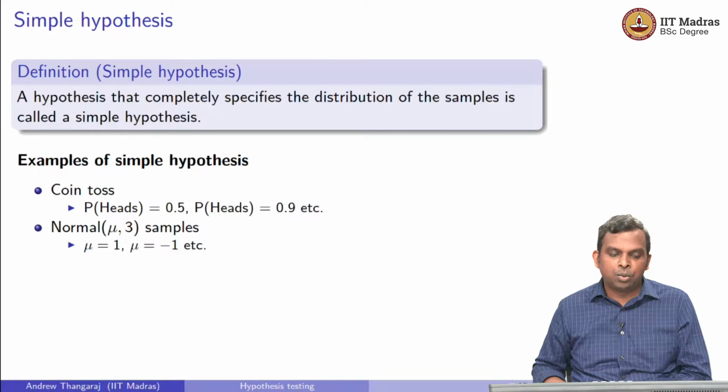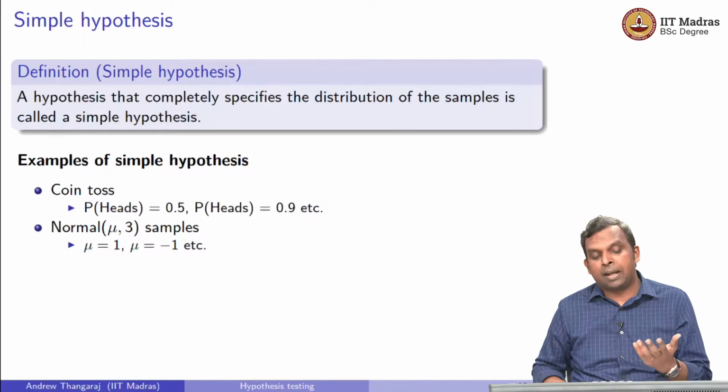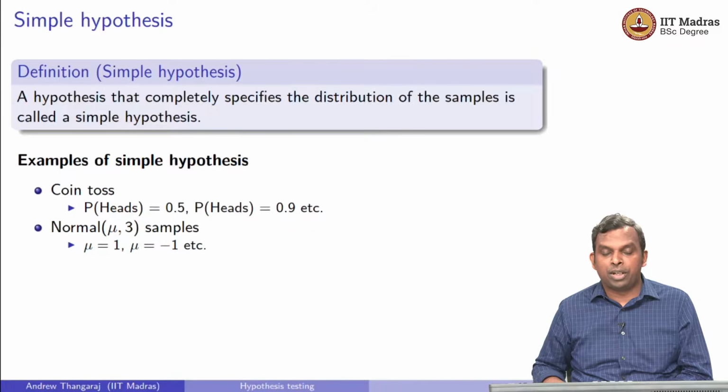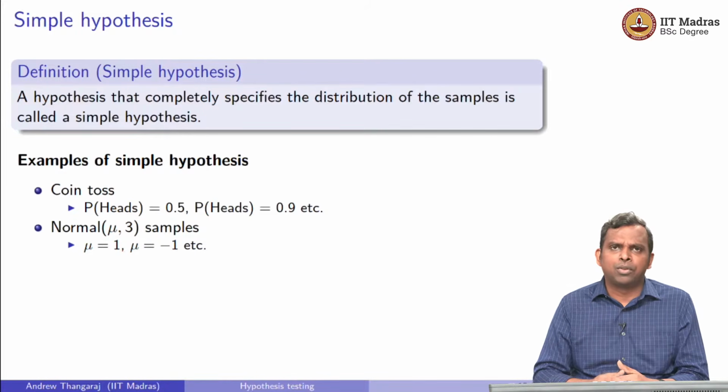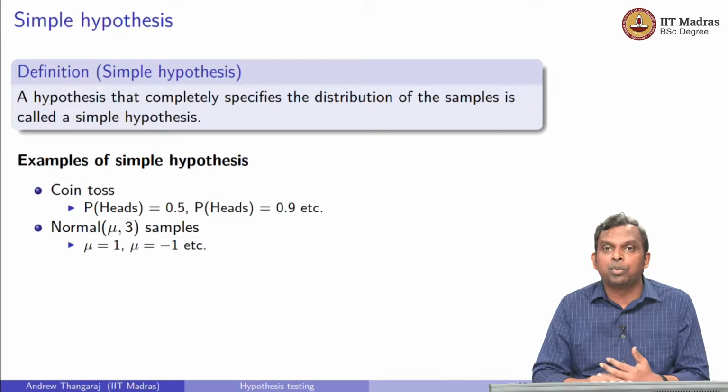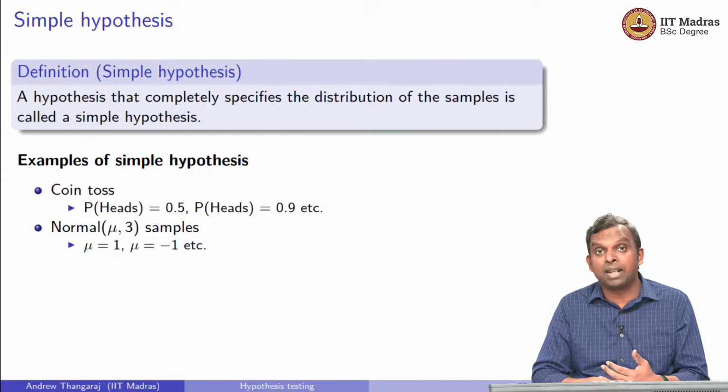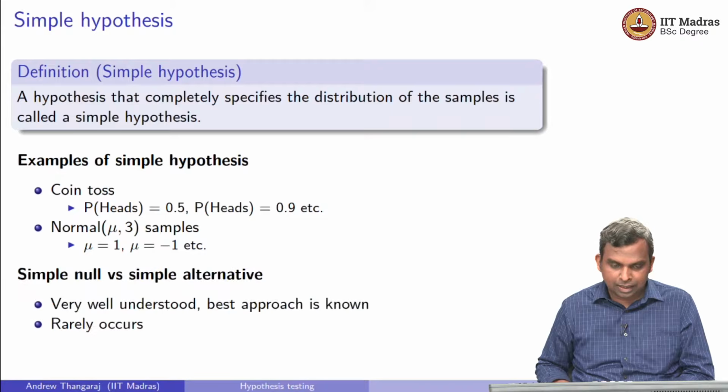Here's an example. If you're doing a coin toss, you may say the probability of heads is 0.5 or 0.9, or any one value. Not multiple values, just one of these values. Same thing with normal. If you're looking at normal mu comma 3 samples, you may fix one value of mu. You may say mu is equal to 1 or mu equal to minus 1, something like that. So that's a simple hypothesis.